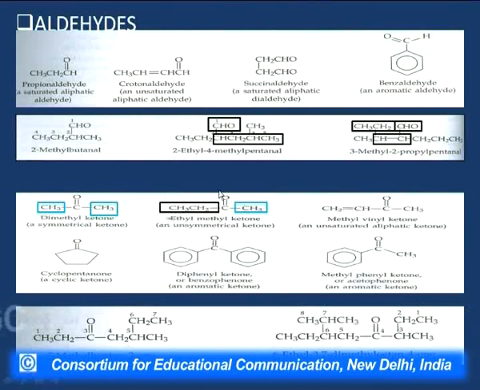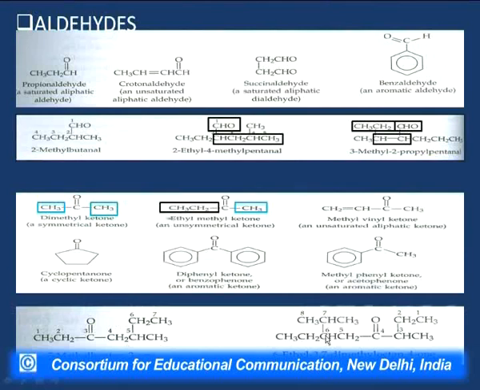Now, if you look at this example at the bottom, the question comes: from where should we do the numbering? See, if we do the numbering from right hand side to left hand side, then the methyl group gets number 3. And if I do the numbering from left hand side to right hand side, then the ketonic group gets number 3. What we have to keep in mind is that the ketonic group should get the lowest possible number. So we do the numbering from the left hand side and the name becomes 5-methyl heptan-3-one.